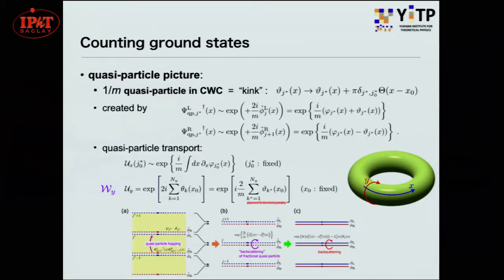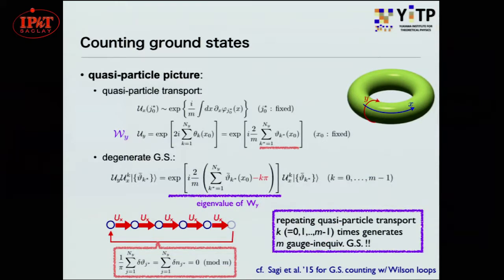Namely, we can consider quasi-particle transport, which is written in this way in terms of the bosons. So this is the expression of the quasi-particle transport written in terms of the boson. And if you calculate the commutation relation of these two, we have some non-trivial phase. So if you act with Ux to the power k, we have a different ground state starting from some reference state.